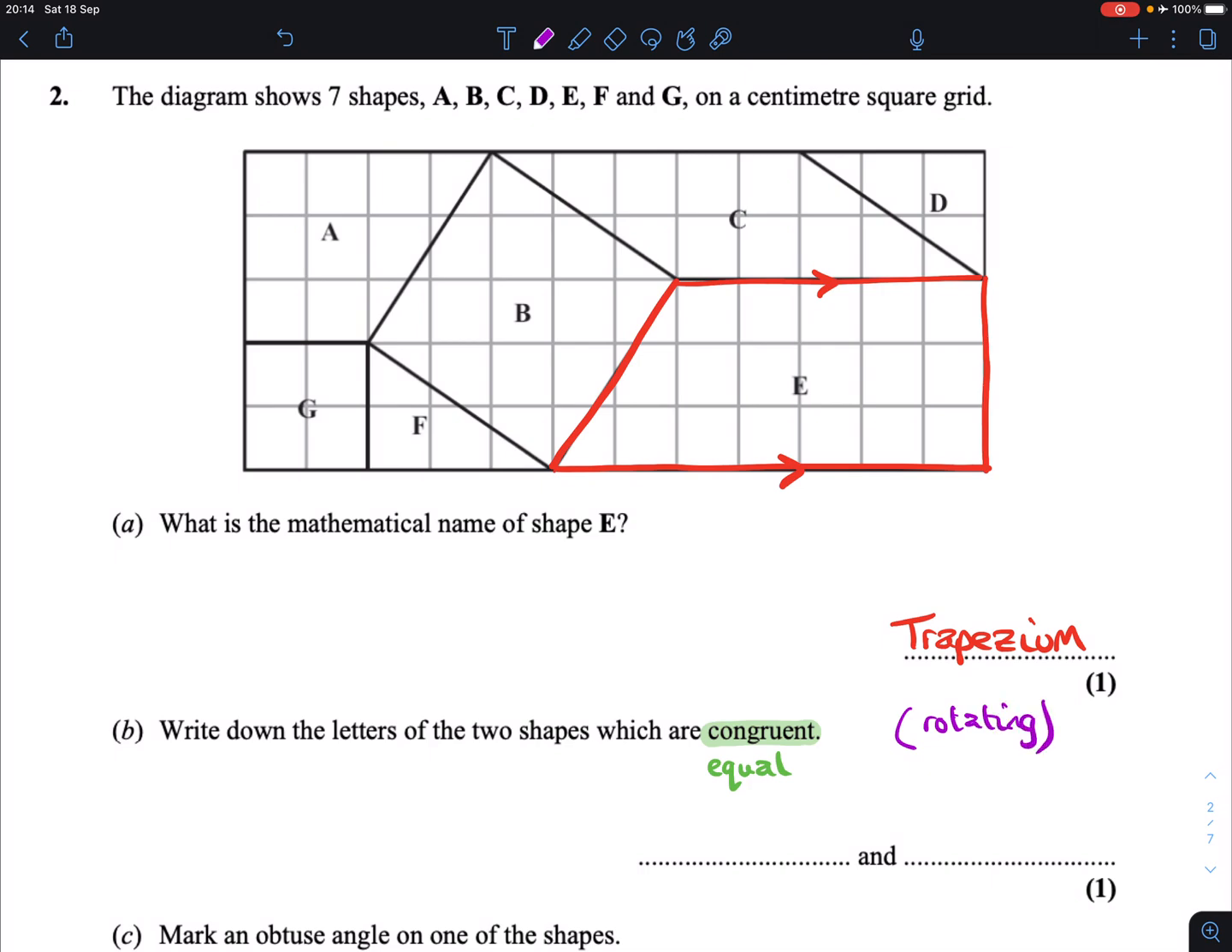So if we look closely, D and F are both right angle triangles where one of the lengths is 3 centimeters and one length is 2 centimeters, and then we have the diagonal length connecting them. So D and F are our congruent or equal or identical shapes.